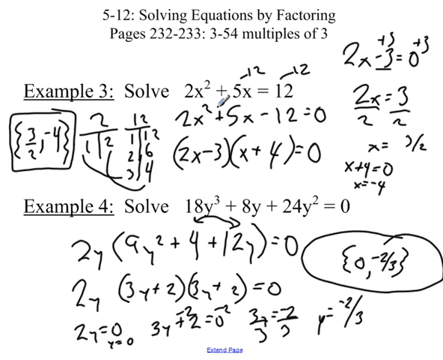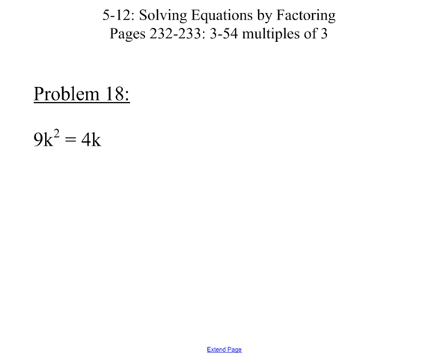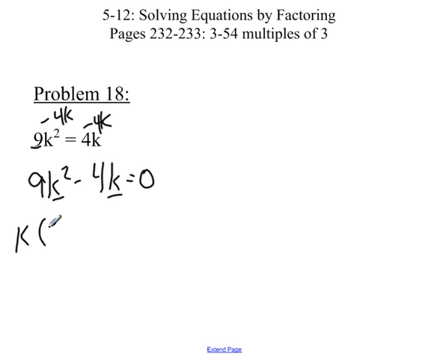All right, now let's look at a couple of the actual problems from 3 through 54, multiples of 3. The first one will be problem 18. Now you've got 9k squared equals 4k. You need to have a 0 side. So let's keep my leading coefficient positive, so we'll move everything to the left. 9k squared minus 4k equals 0. You have a k in common in both terms. Let's factor that out. That leaves me with 9k minus 4 in parentheses.